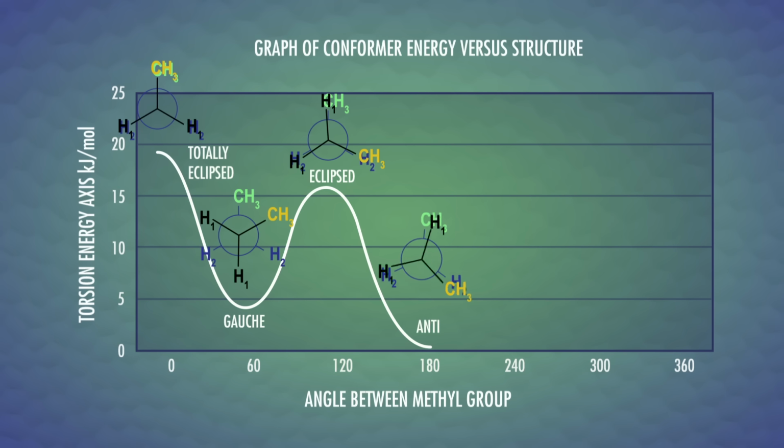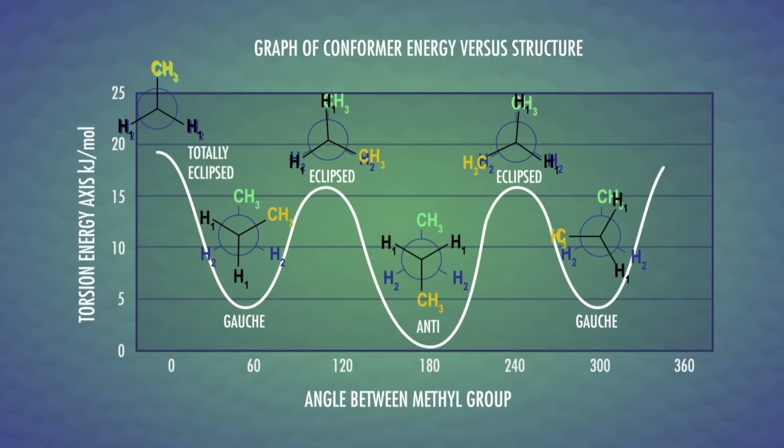Finally, the anti-conformer is when the 2 methyl groups are 180 degrees from each other in a staggered conformation. This is like 2 tall people with hats giving each other plenty of space in a theater, so it's the lowest stress and lowest energy conformer.